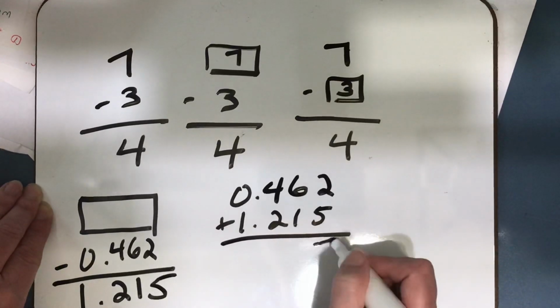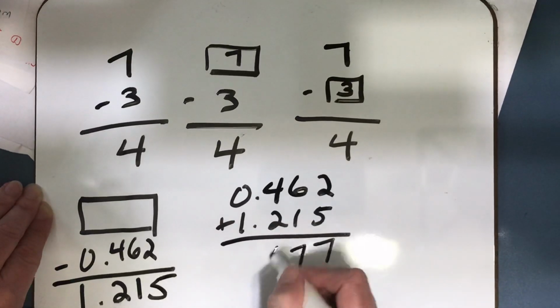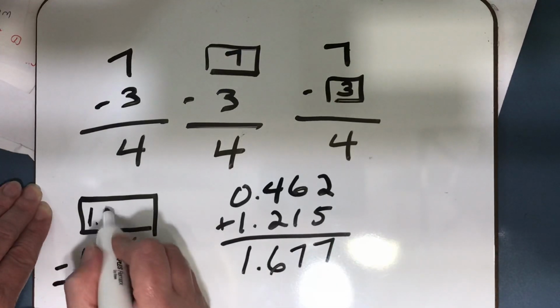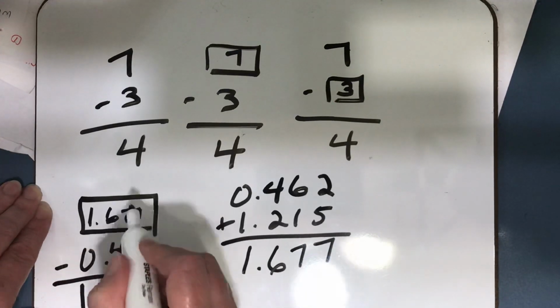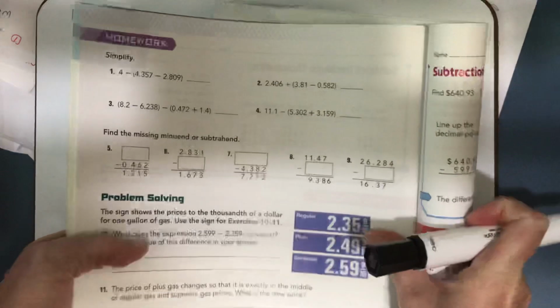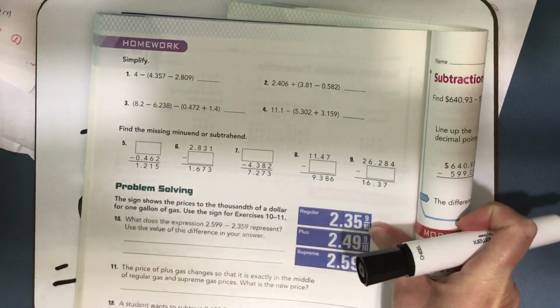2 plus 5 is 7. 6 plus 1 is 7. 4 plus 2 is 6. Okay, so this is what goes right there: 1 and 677 thousandths. All right, and then on number 6, I need to find my second number here.